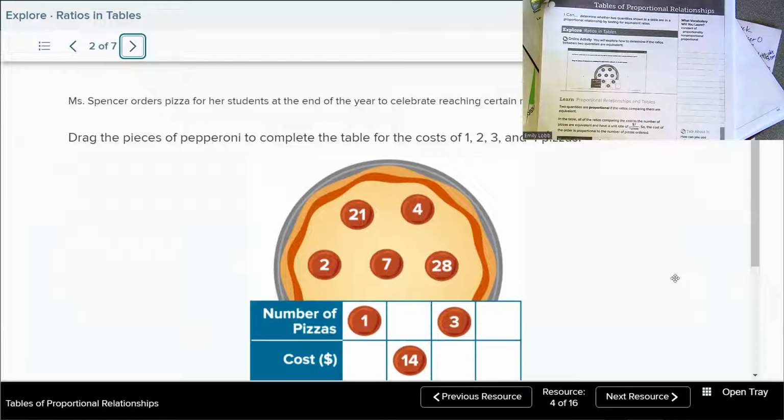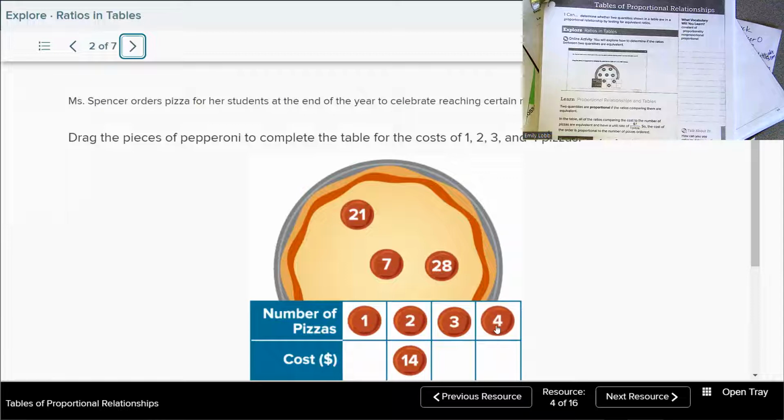Miss Spencer orders pizza for her students at the end of the year to celebrate reaching certain milestones. Each pizza costs $7. So we're going to drag the pepperoni pieces to complete the table for 1, 2, 3, and 4 pizzas. What comes after 1? 2. What comes after 3? 4. All right, so that wasn't so bad. How much does 1 pizza cost? 7. Oh, you guys have a good memory. So $7.